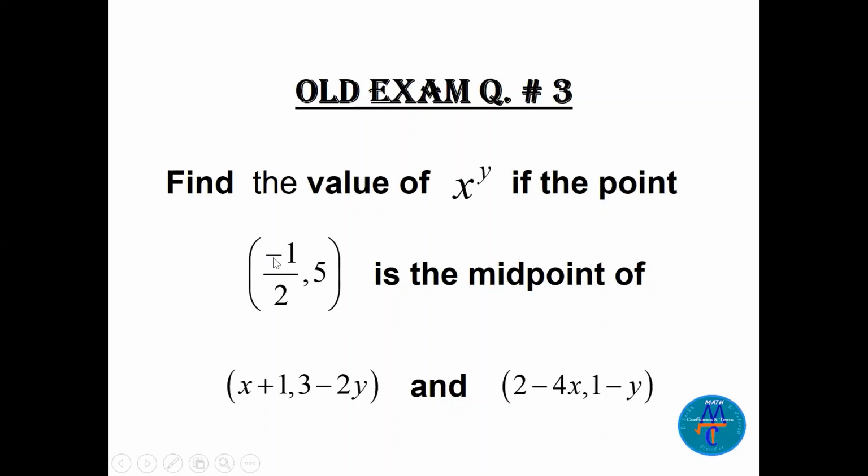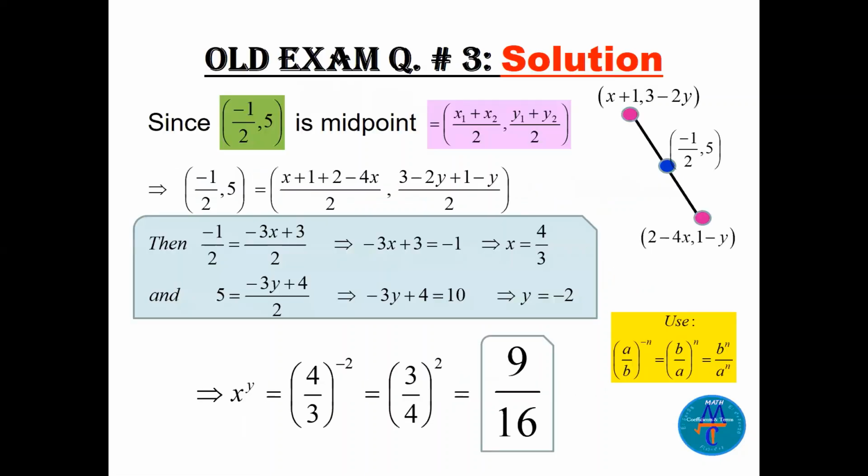So this one here, minus half and 5, is the midpoint. Find x, it's a number. Find y, it's another number. Then find x to the power y. Whatever the numbers, you can get the answer. I hope you have tried this one. Let's see. The final answer is 9 over 16.